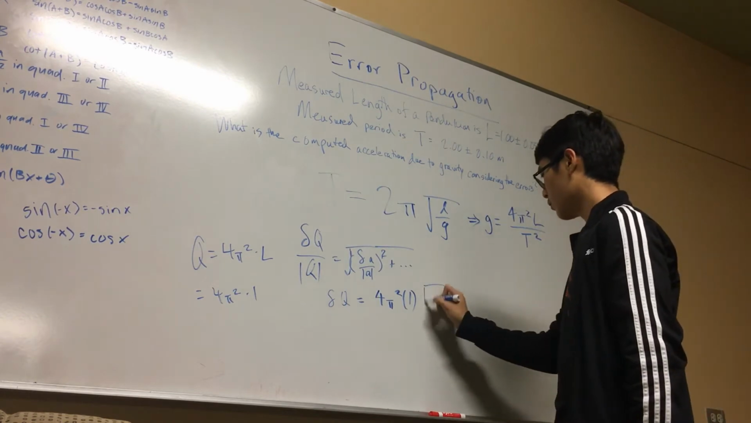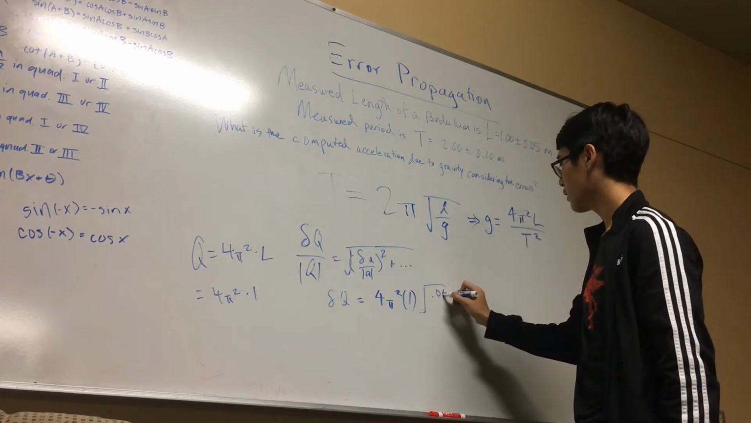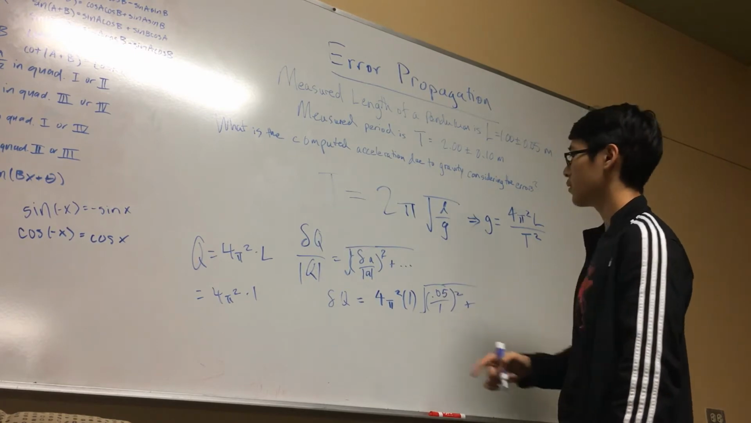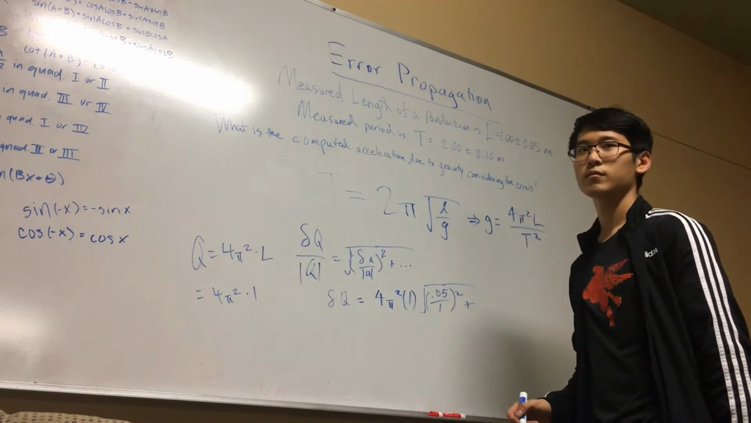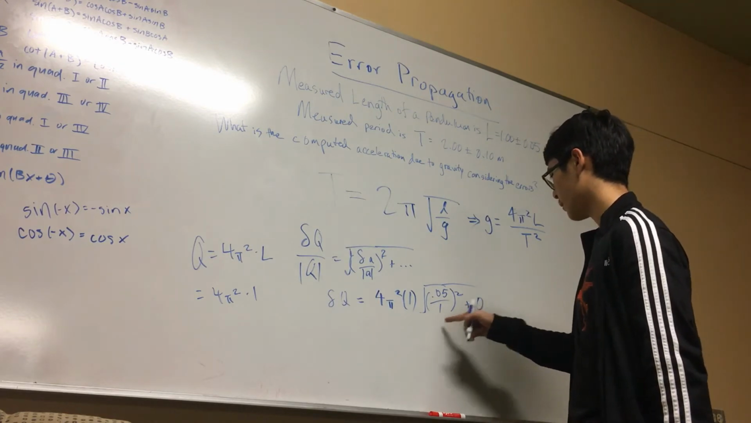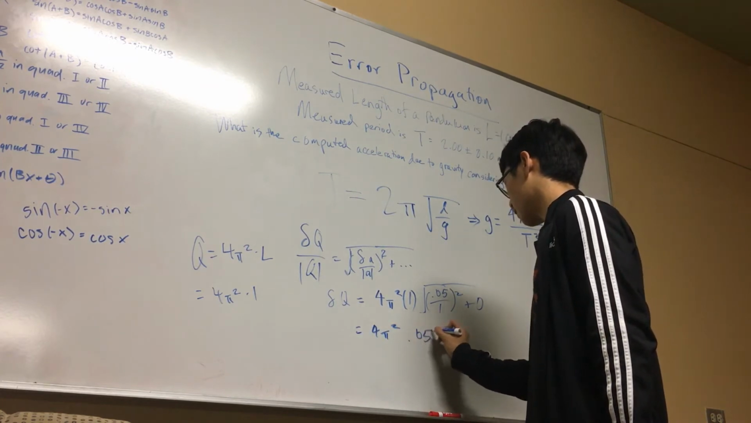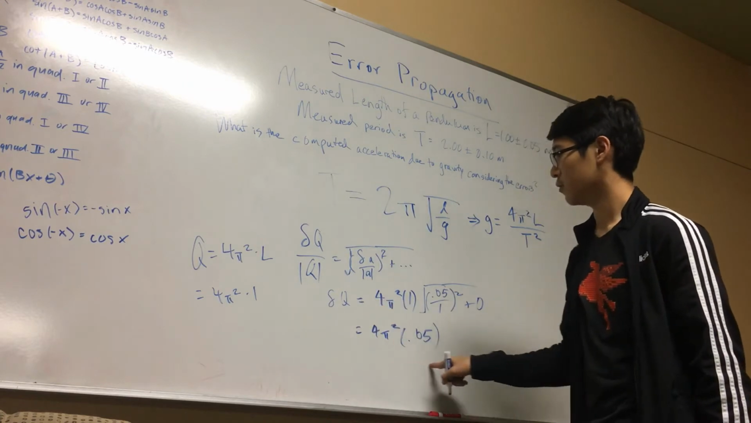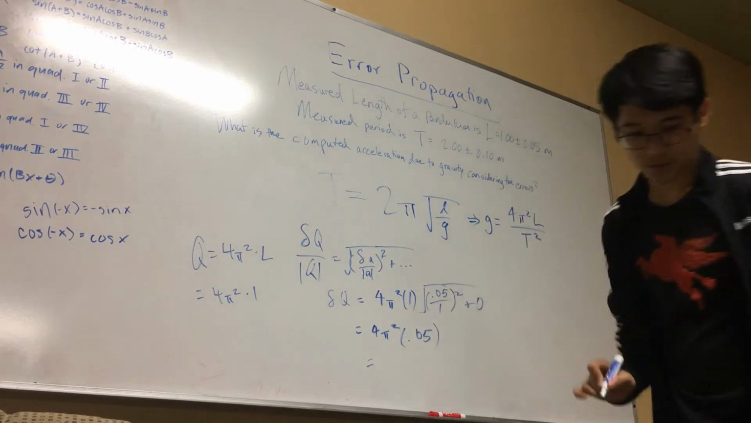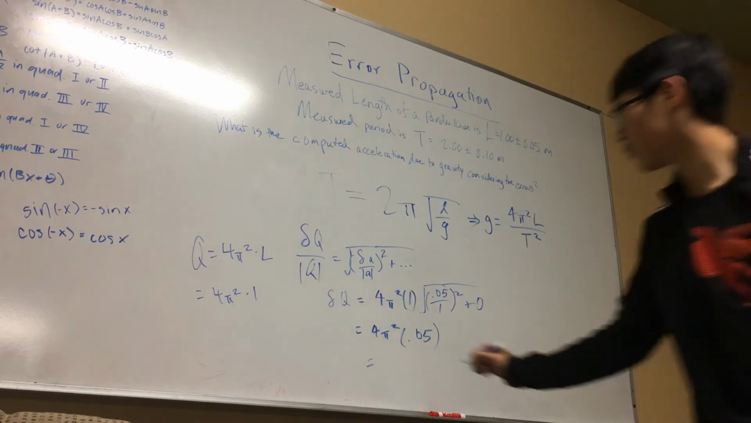Times the square root of, okay, so what's the error of this? This is 0.05 over 1 squared, okay, plus, and what's the error of 4 pi squared? Zero. Yeah. It's a constant. Okay, so then that means that this is just equal to 4 pi squared times 0.05, right? And that's actually the error that you have for this product, okay? And this value is going to be about 1.97.